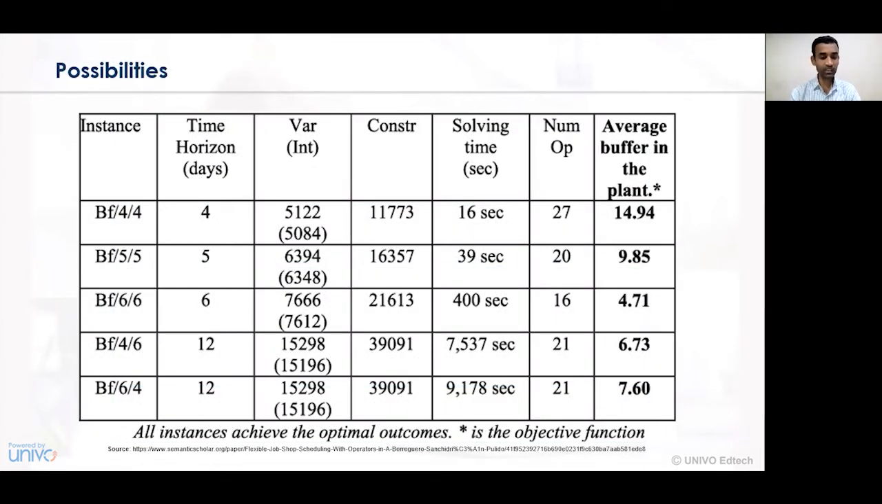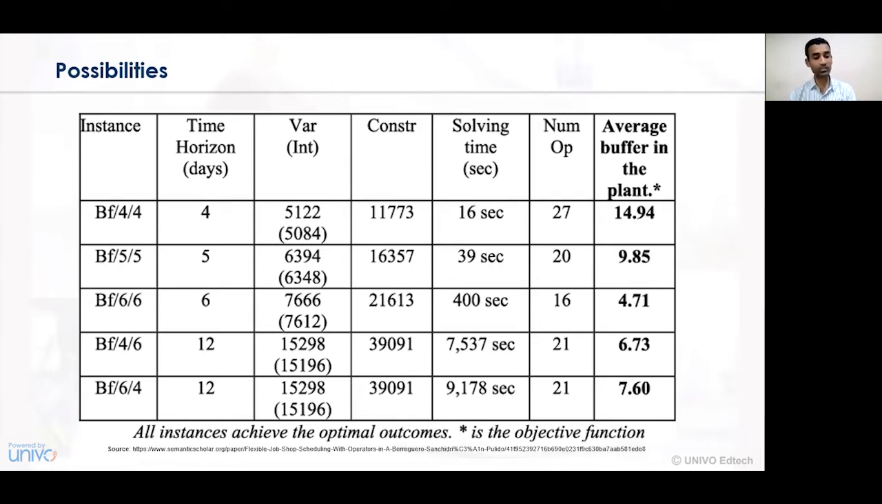Now, this particular diagram or table is taken from the case study to give you a brief overview of the calculations and observations based on the implementation of a certain decision. So there are certain instances of the buffer stock of either 4 by 4, 5 by 5, 6 by 6, 4 by 6 or 6 by 4. What is the time horizon that has been utilized for completion of a certain activity?